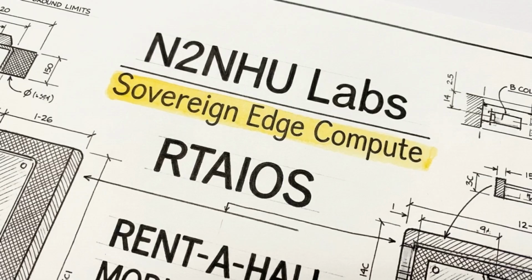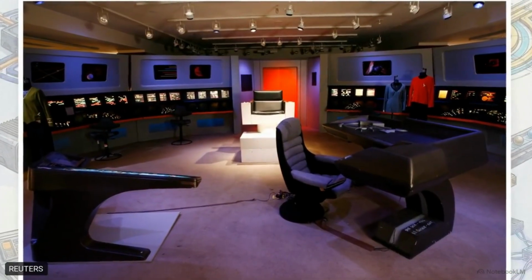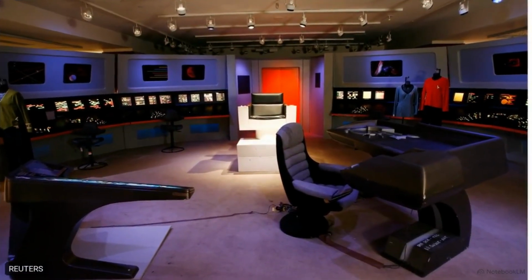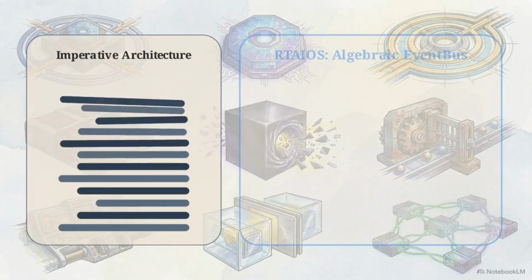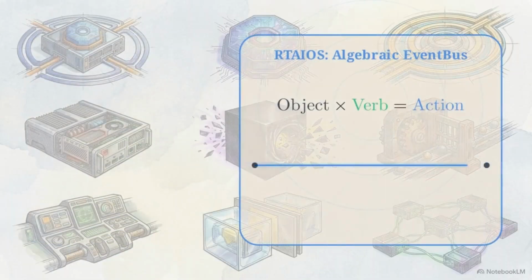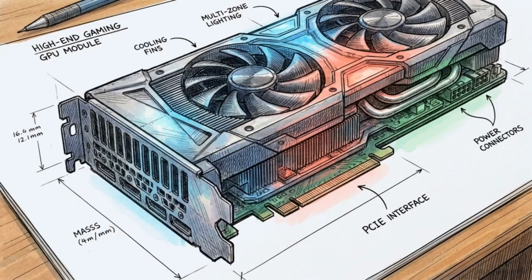The solution is the Real-Time Agentic Intent OS, or RTAIOS, demonstrated by its reference implementation, rent-a-hal. The objective is a localized system that answers instantly, executes intent directly, and requires zero external cloud dependency. Rent-a-hal achieves this by stripping out imperative coding. It replaces legacy software scripts with an algebraic event bus. The entire architecture is engineered to run efficiently on standard consumer-grade RTX gaming graphics cards.